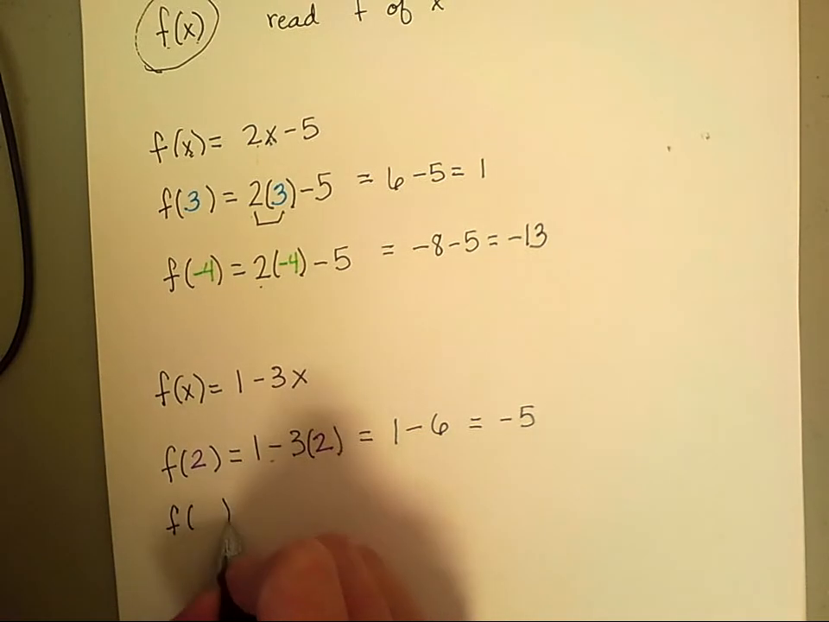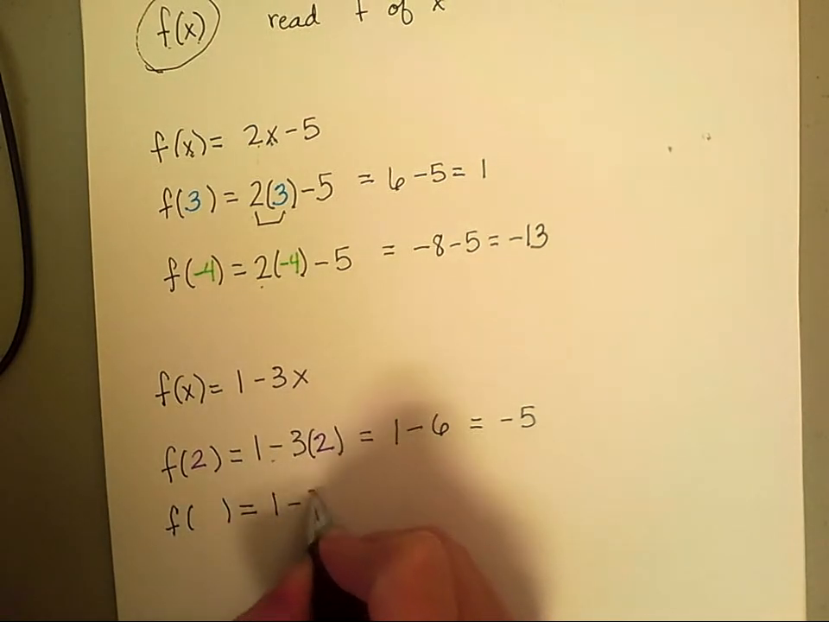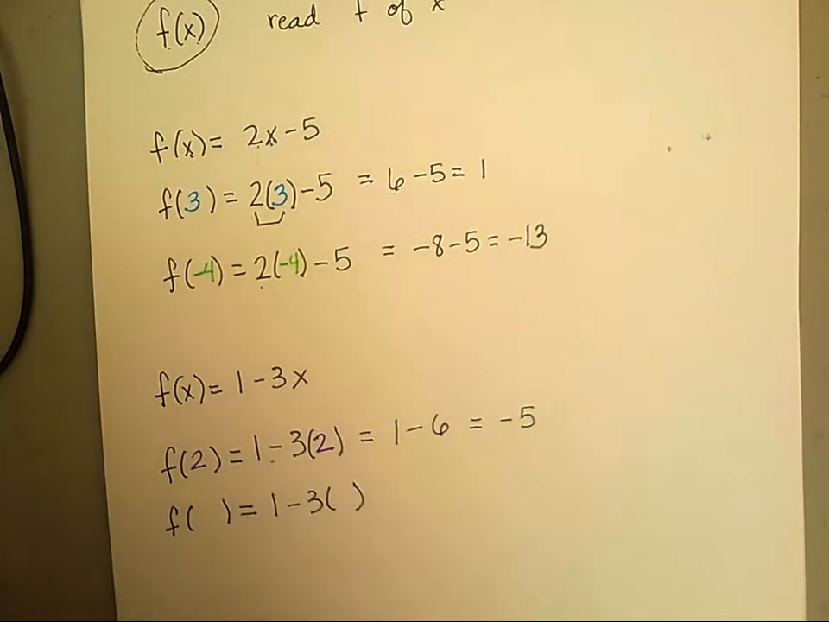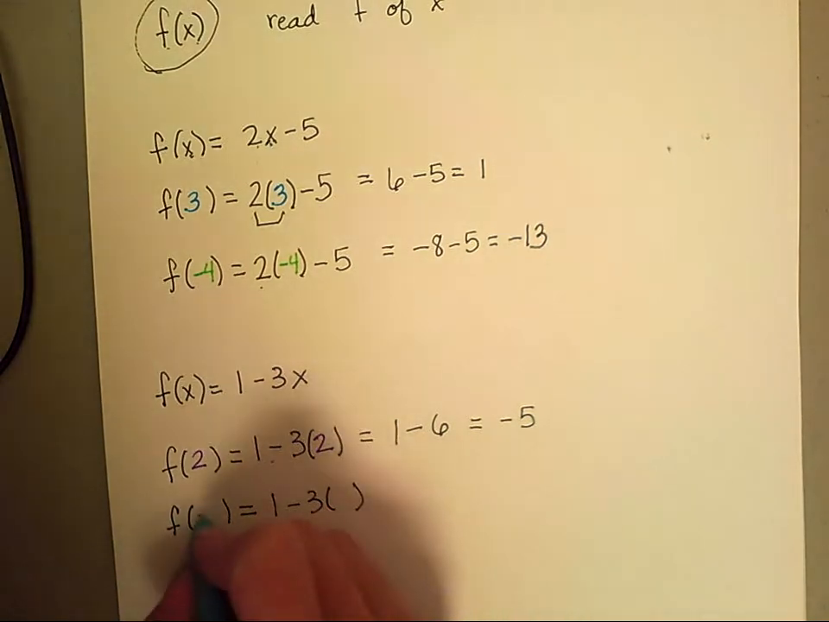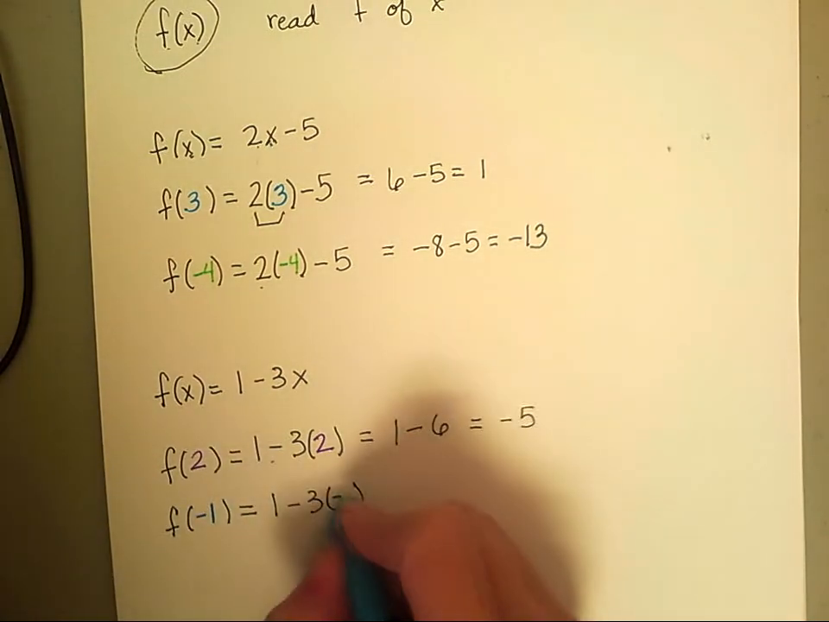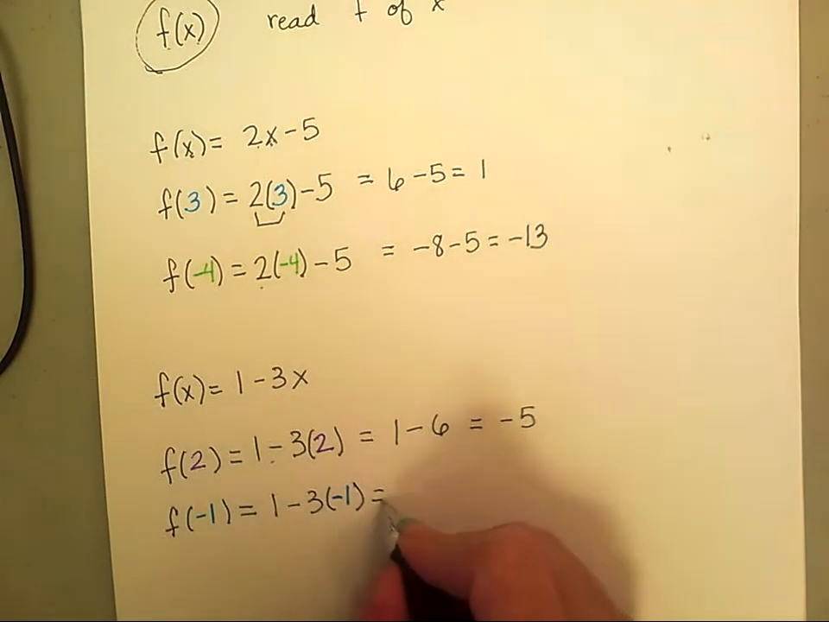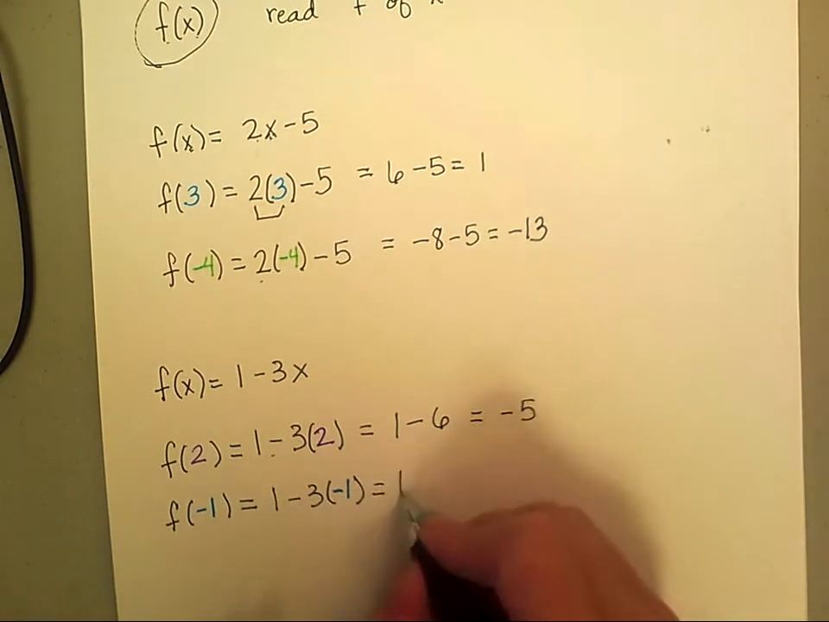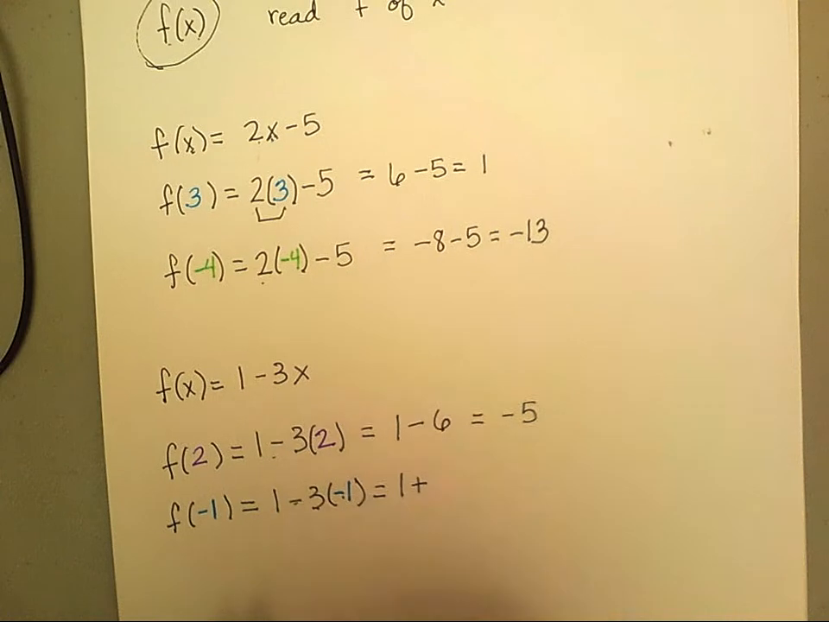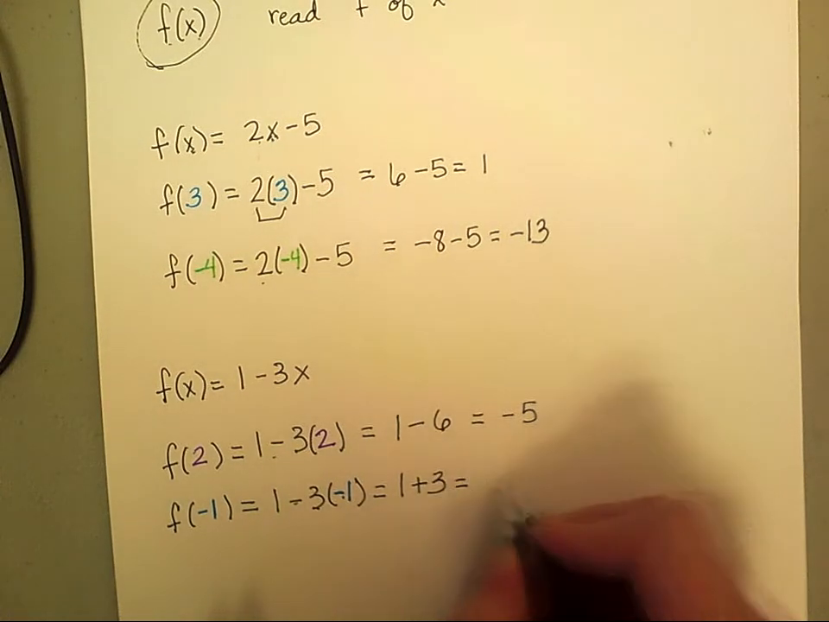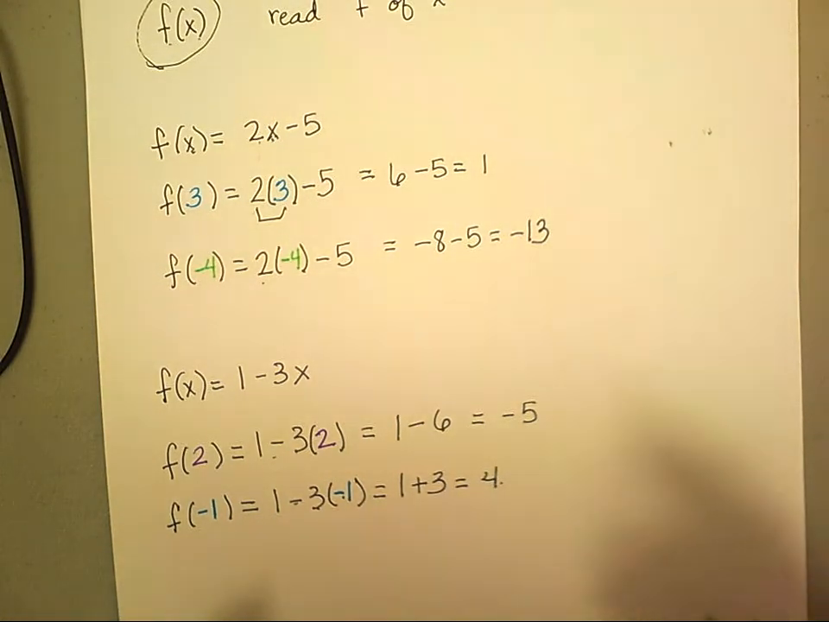We could find another value, and it'd be 1 minus 3 times whatever value we'd like to look at. So if we have a negative 1, I'll just replace the negative 1 in there. And now simplifying, a minus and a minus become plus, and 3 times 1 is 3. So f of negative 1 is equal to 4.